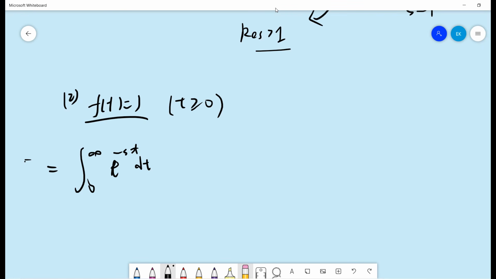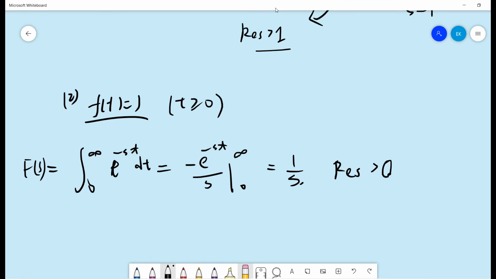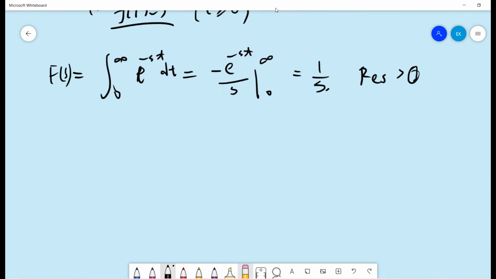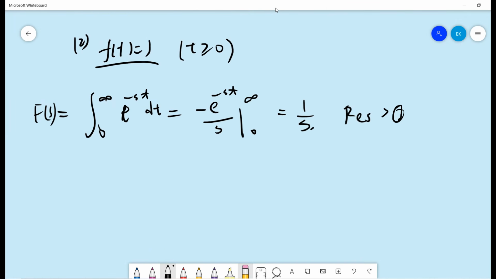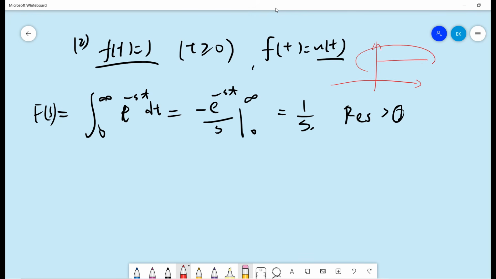Okay. Second, suppose f of t is 1, when t is larger than 0, then we have this. Alright, so Laplace transformation, this is just, so infinity gives 0, and 0 gives 1. Okay, and only require real s larger than 0. Okay, and this also, people like to write it as the step function, because we only care about this part.